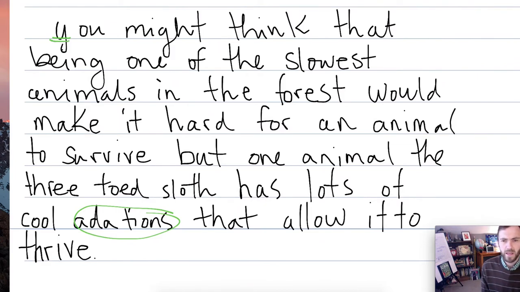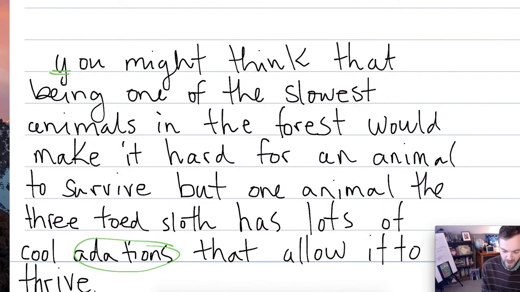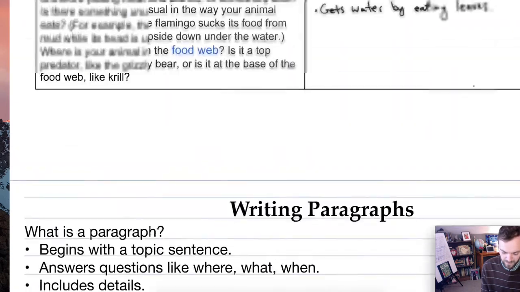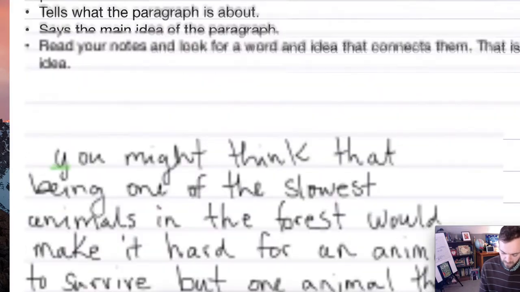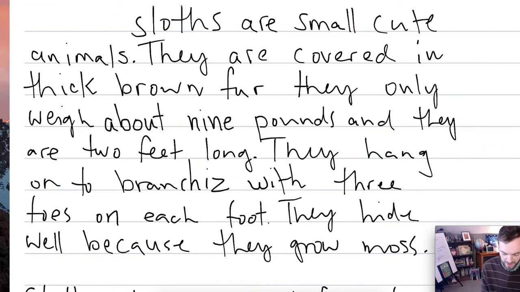You might think that being one of the slowest animals in the forest would make it hard for an animal to survive, but one animal, the three-toed sloth, has lots of cool adaptations, I'll fix that later, that allow it to thrive. Ooh, that's a nice introduction paragraph. So I'm going to go ahead and check that off. I've got my introduction paragraph. I'm not seeing my checklist handy here, but that's okay.